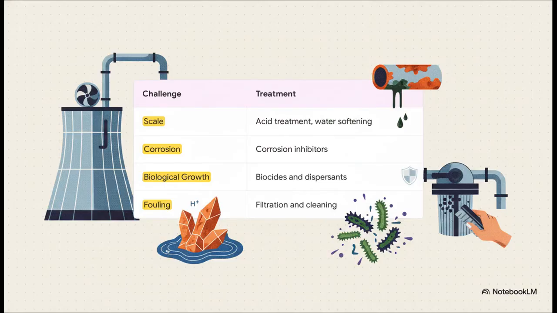Now, water treatment is your other major line of defense. We fight scale with things like acid treatments and water softeners. We go after corrosion with specialized chemical inhibitors that basically form a protective shield on the metal. And we take on biological growth with a one-two punch of different biocides. It's really all about using the right tool for the job.